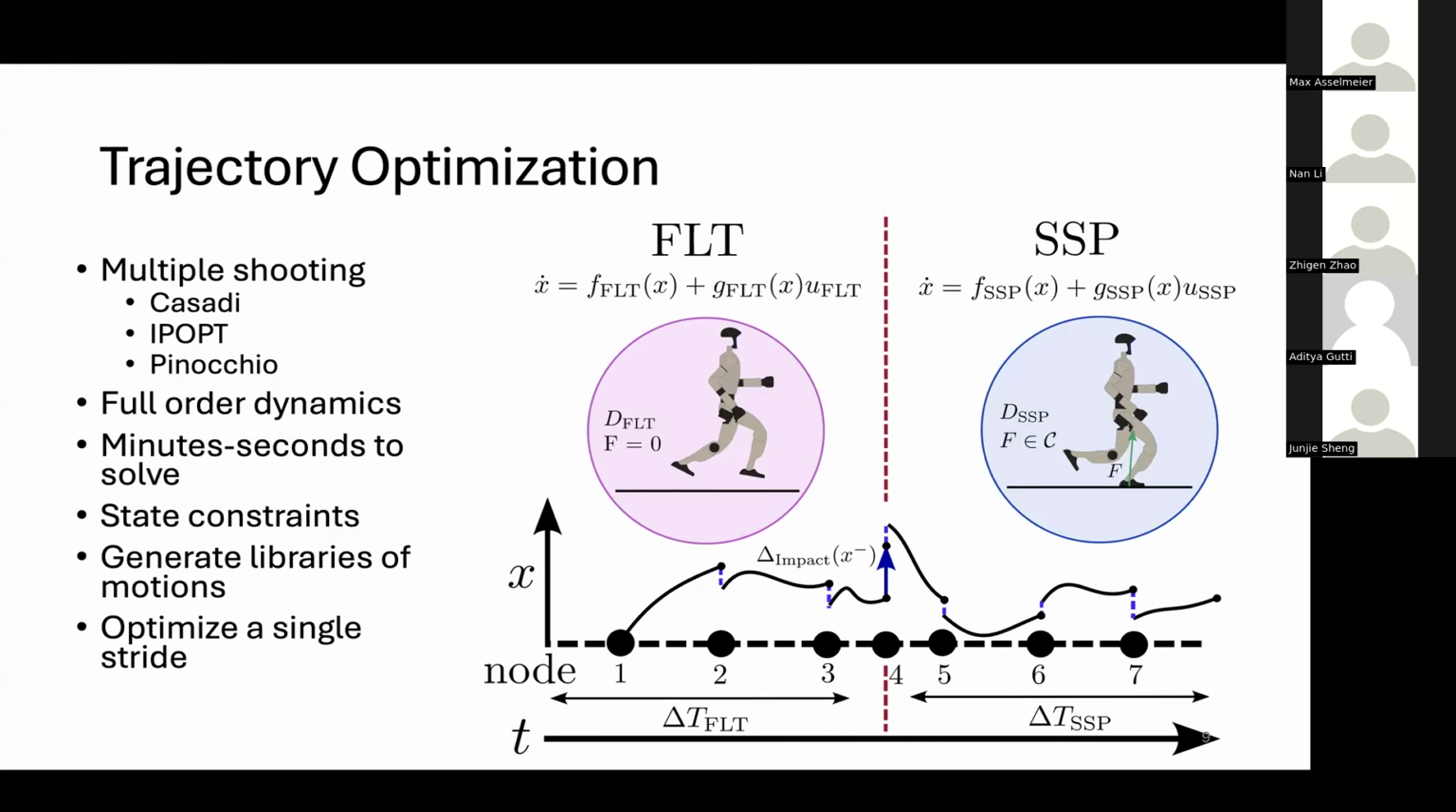Because I think if you're going to do really long horizon optimization with this kind of setup, you're going to struggle to converge. So this keeps everything pretty tractable.